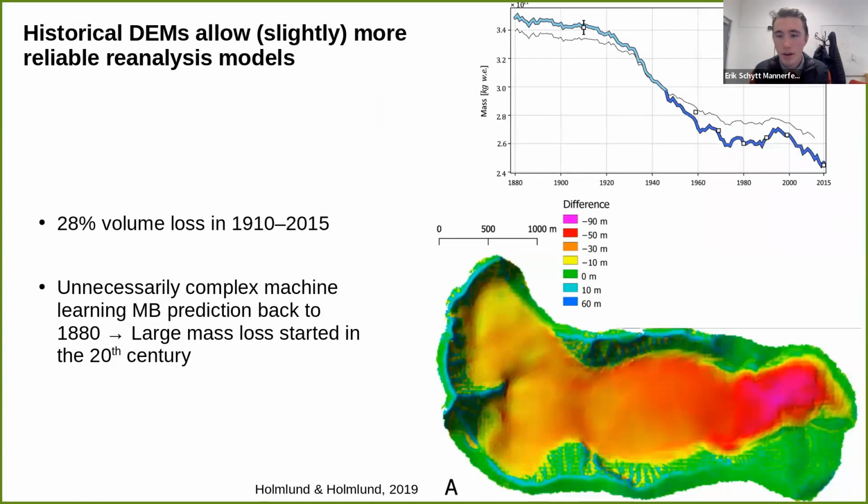Jumping to the results, comparing this to 2015 reveals approximately 28% of volume loss. You can see that in the bottom right corner with the fancy colors. I also used a very complex, over-the-top, unnecessary mass balance prediction model to see when this massive change happened, and it seems to be in the middle of the 1900s that it really went fast. I could use this 1910 reconstruction to constrain this estimate.